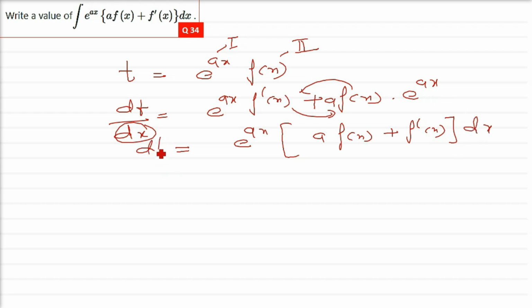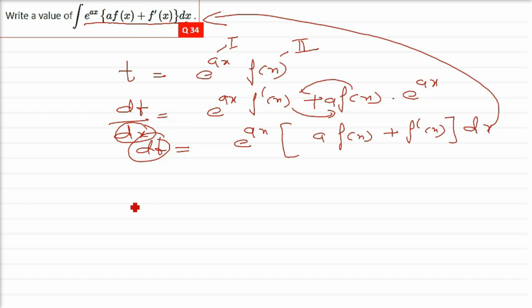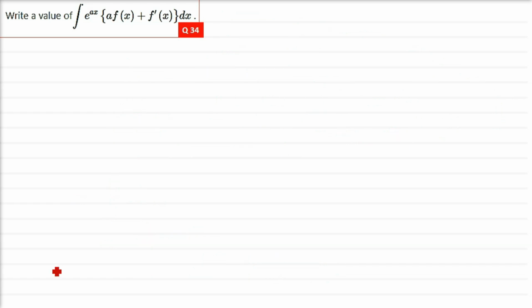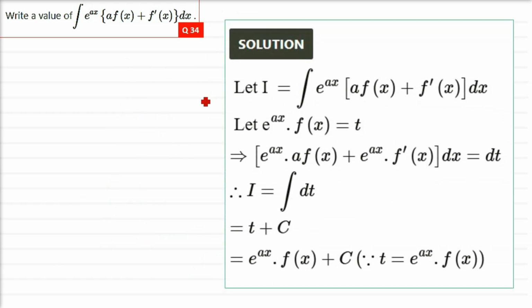So this dx I am bringing on the right, dt will be equivalent to what we have in the question. So this whole question, after taking t equals to e raise ax fx, we have got it as dt. So you are actually integrating dt only, which will come as t plus a constant of integration, and t was initially taken as e raise ax fx, that we are going to replace just now. So e raise ax fx plus constant of integration is your final result. Now this is how this will be done. This is a very straightforward question.